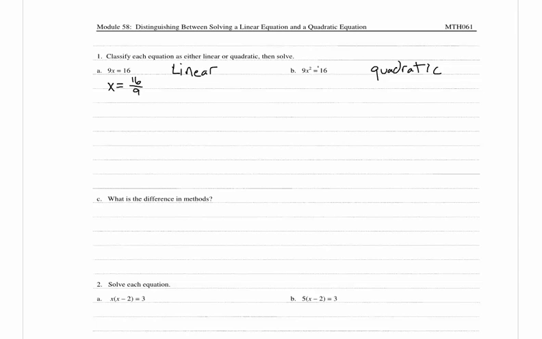And in order to solve this, I'm going to move everything to one side of the equation. So I'm going to have 9x squared minus 16 is equal to 0. And now I'm going to factor this. And here we have the difference of two squares. So we're going to have 3x plus 4 times 3x minus 4 is equal to 0.